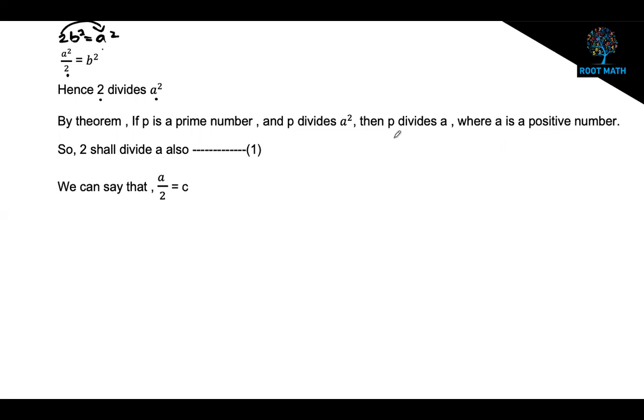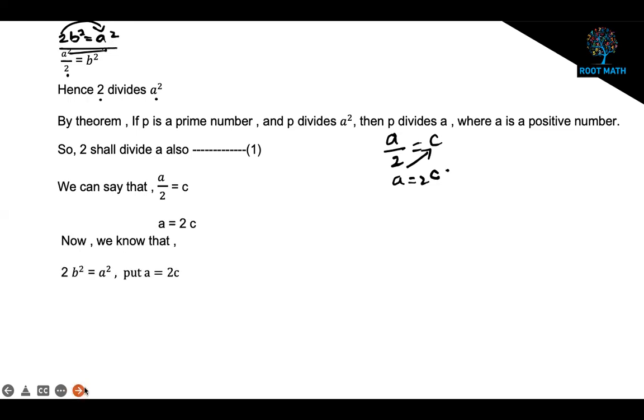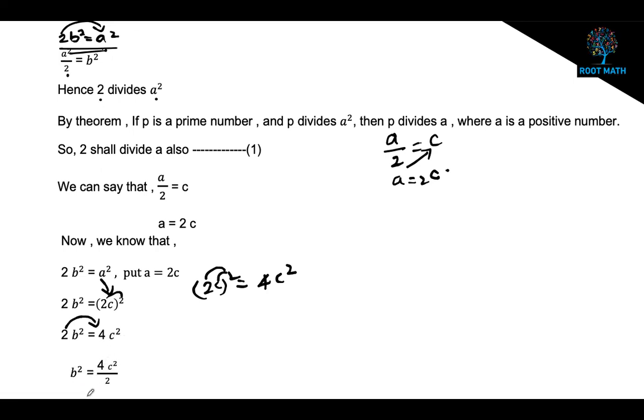When a number divides, definitely we will get a quotient. Let's consider c is the quotient. Multiply like this, then a you will get 2c. This a equal to 2c, substitute over here. So when we are substituting, 2b squared is equal to a squared. In the place of a, put 2c. So (2c) the whole squared is equal to squaring the 2 as well as the c. It will become 4c squared. And then bring the 2 to the other side, like b squared is equal to 4c squared divided by 2.